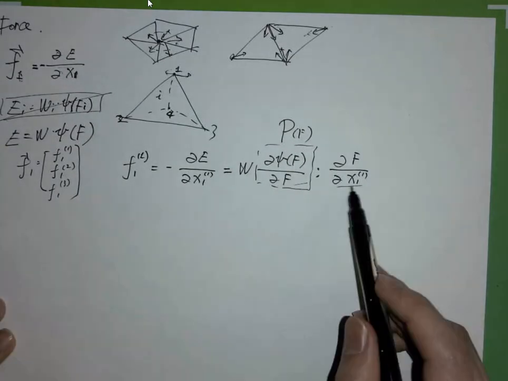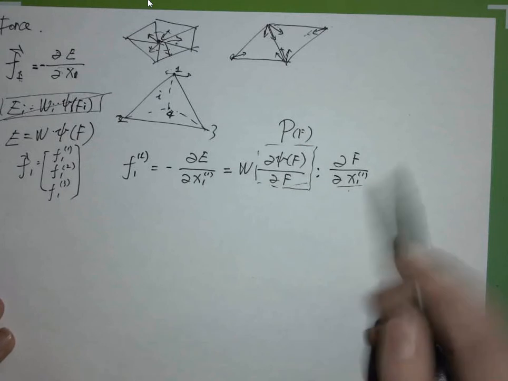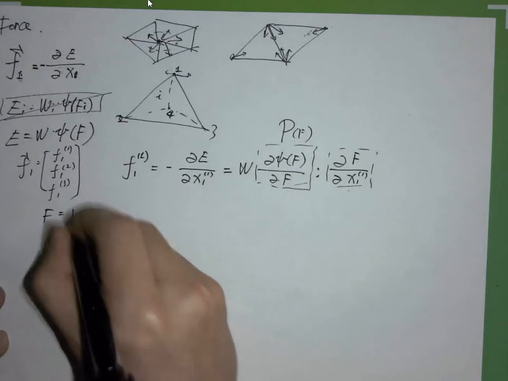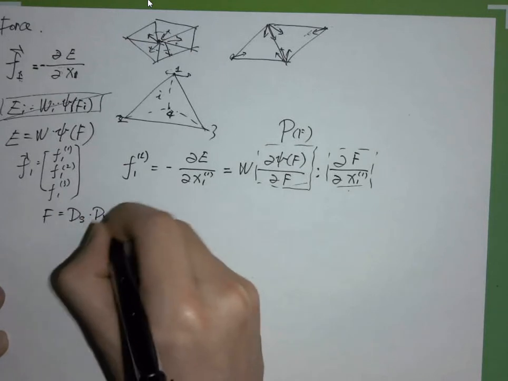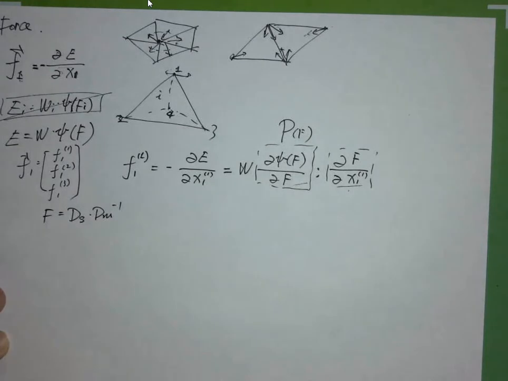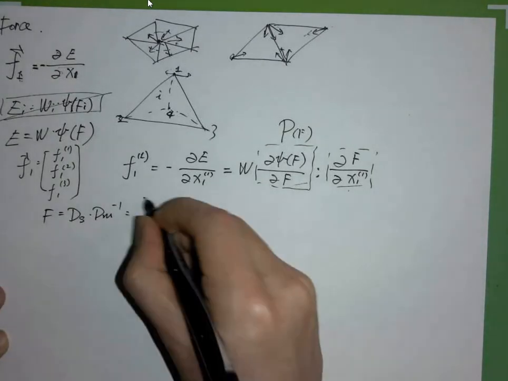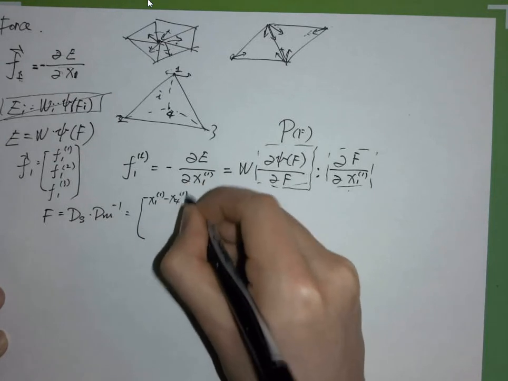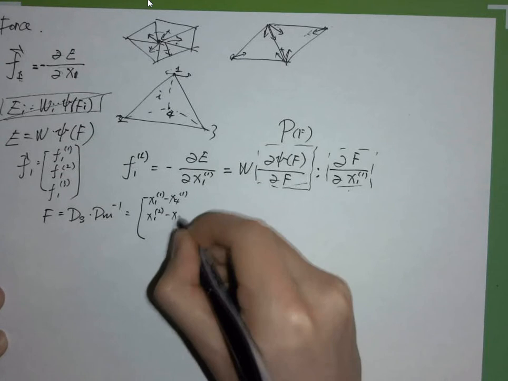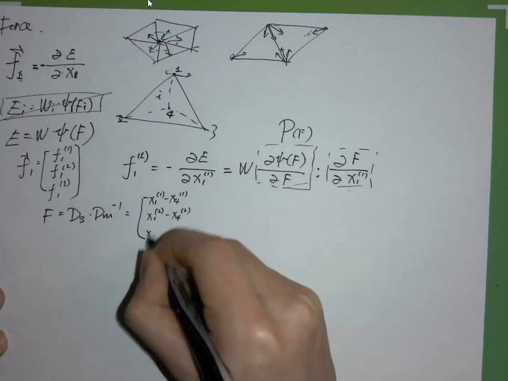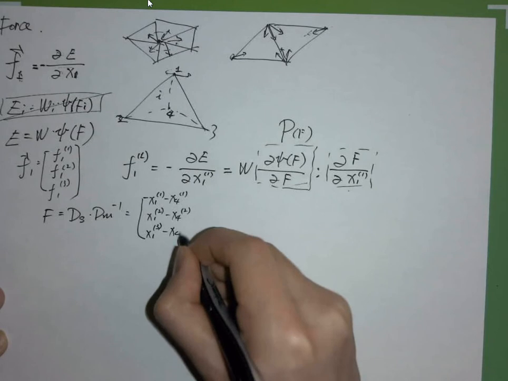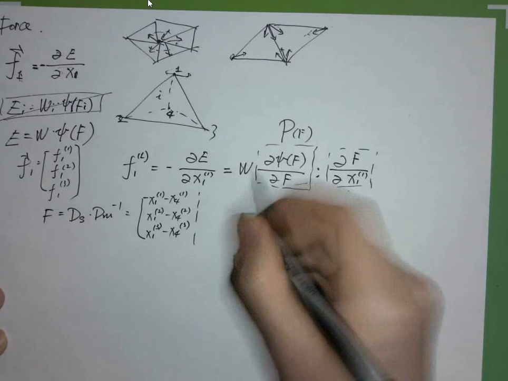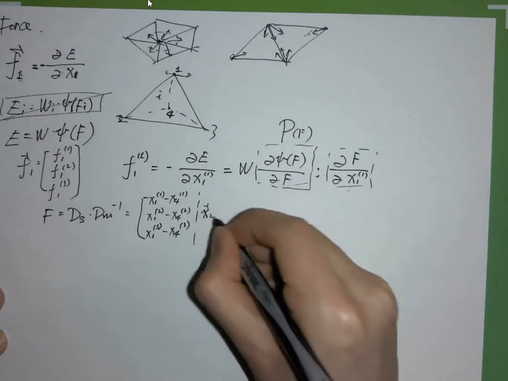And what about this one? This one is a little bit more complicated. Let me expand it. We know that F equals Ds multiplied by Dm inverse. All right, and Ds can be written down as x1_1 minus x4_1, x1_2 minus x4_2 on the y-axis, x1_3 minus x4_3 on the z-axis. And the second column is x2 minus x4.